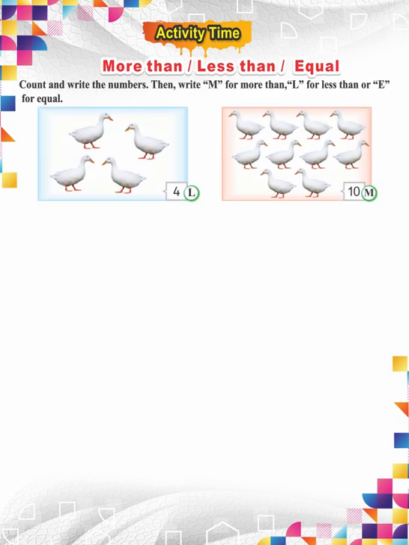In the first row, there are 1, 2, 3, 4 ducks in the left box, while there are 1, 2, 3, 4, 5, 6, 7, 8, 9, 10 ducks in the right box. Hence, write L in the left box for less than and write M for more than in the right box.